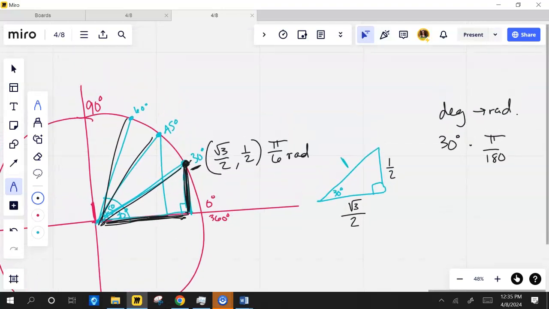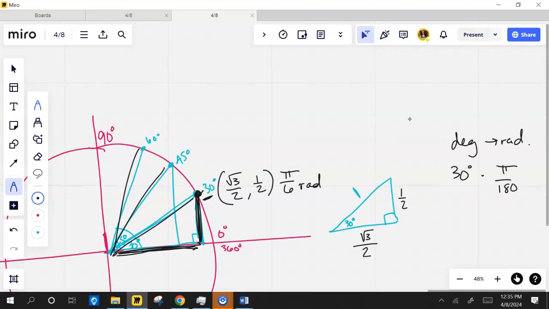All right, let's look at the 45, 45, 90 triangle. I guess let's do the radians first. What's 45? We'll come back to tan. How'd you do that so fast? You're right.